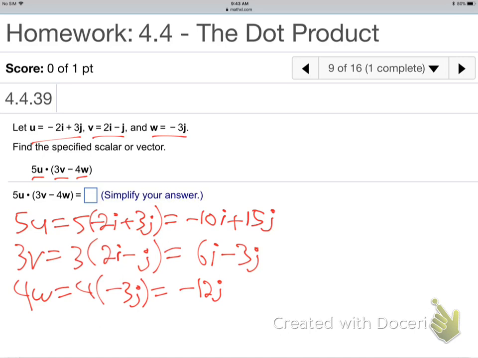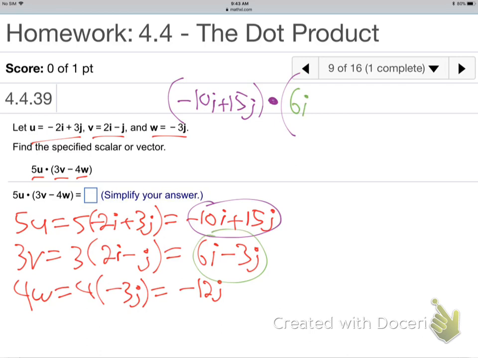Okay. Now let's put it all together. So we got the 5u, which is minus 10i plus 15j, dotted with the 3v, which would be this one, 6i minus 3j, minus the 4w, which is minus 12j.